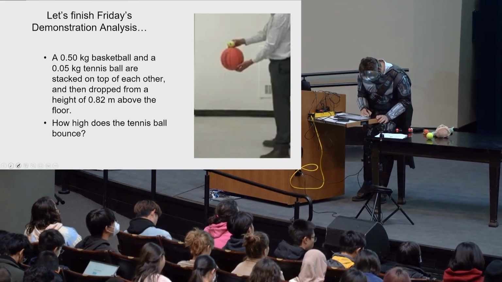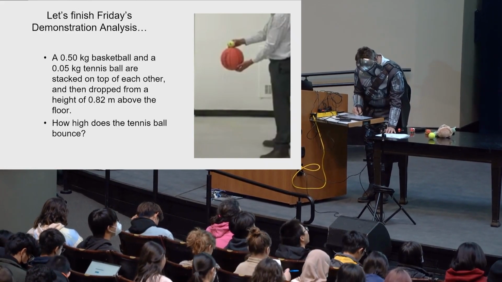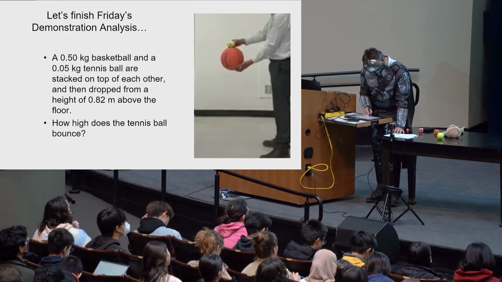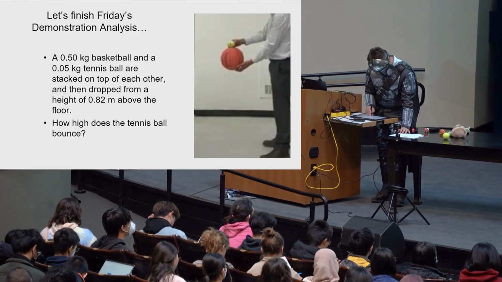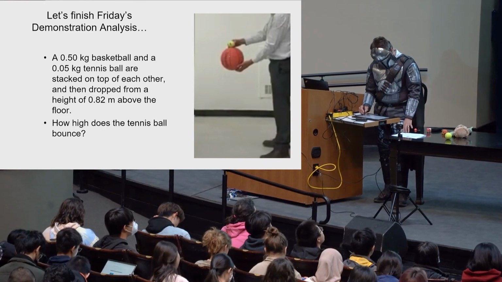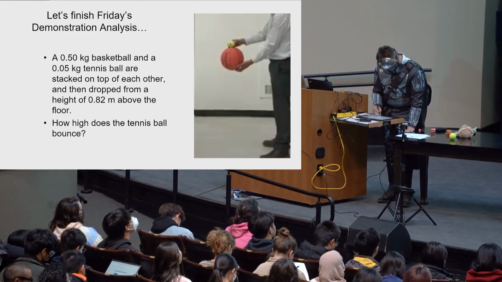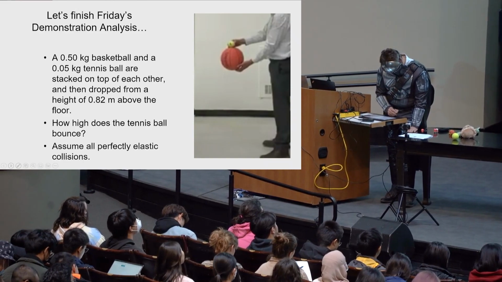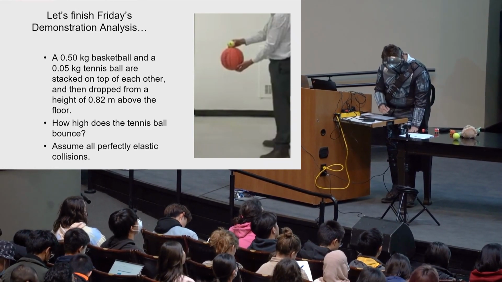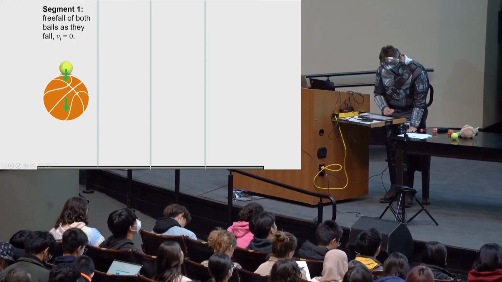Okay. So we can start off with a 0.5 kilogram basketball and a 0.05 kilogram tennis ball. They're close together, but maybe a tiny little gap separating them. They're dropped from a height of 0.82 meters. And then how high does the tennis ball bounce in the end?